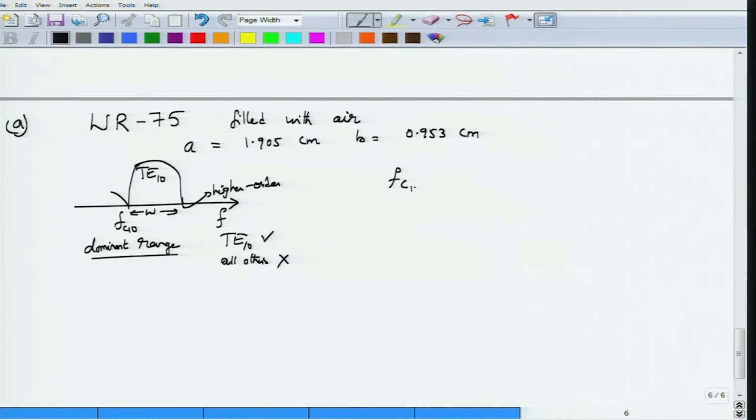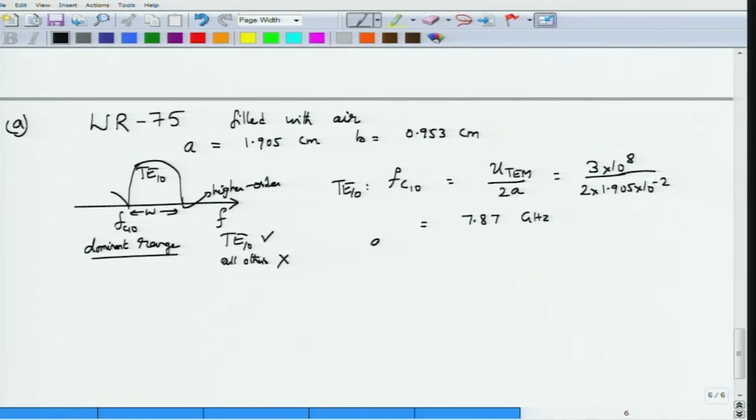First of all, the cutoff frequency for TE10 mode, which is the lowest order, is given by the phase velocity u_TEM divided by 2a. I know that the waveguide is filled with air, therefore it acts like free space itself. So this is c, and c is 3 times 10 to the power 8, over 2 times 1.905 times 10 to the power minus 2, and you will see that the cutoff frequency is 7.87 gigahertz.